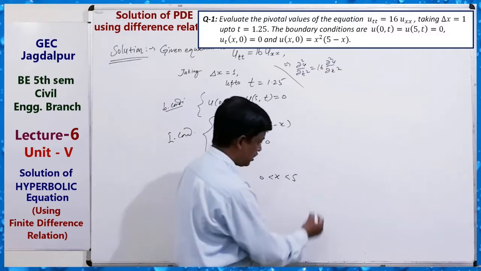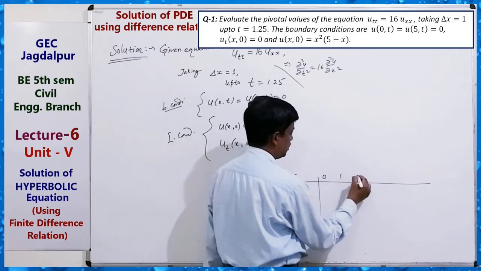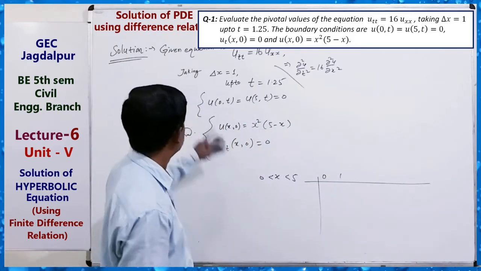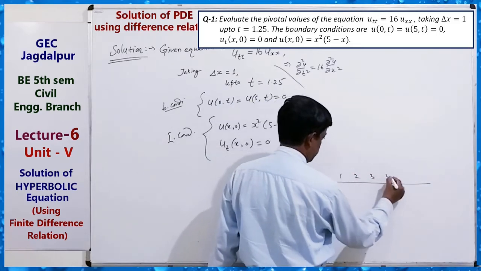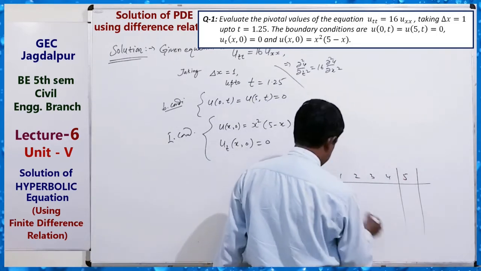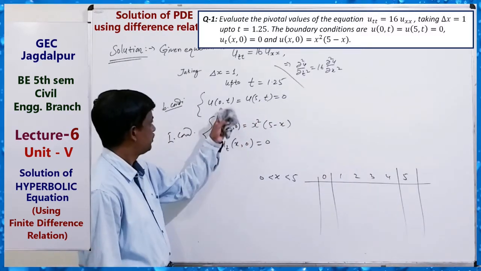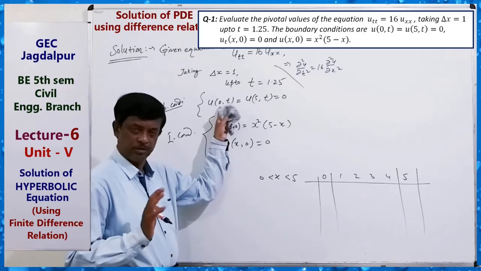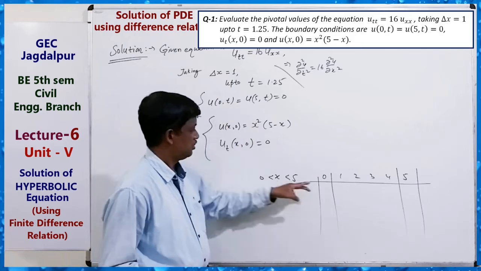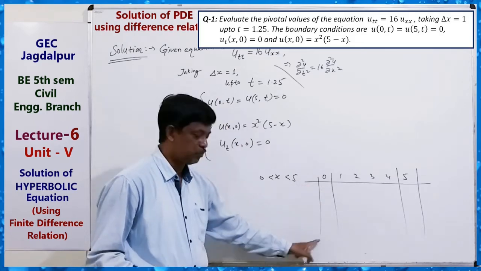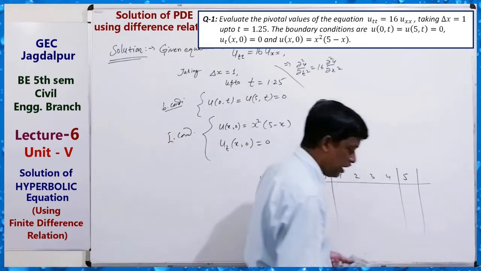That means our table of values runs from 0 to 5, with h equals 1: 0, 1, 2, 3, 4, 5. This is the first column, this is the last column. At 0, u is always 0, and t will change up to 1.25. So what will be the value of k? We have to decide k first.